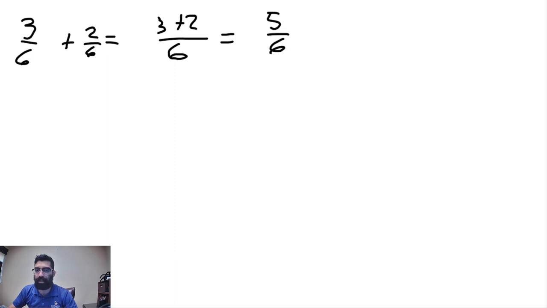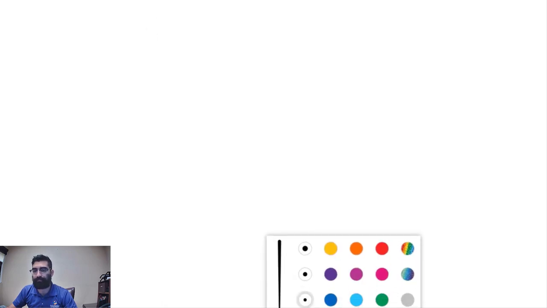But how do we add fractions that have different denominators? Let's solve an example of one of these. Suppose we have to add 3 over 4 and 2 over 5. These fractions have different denominators.